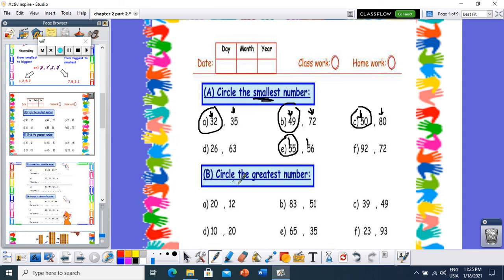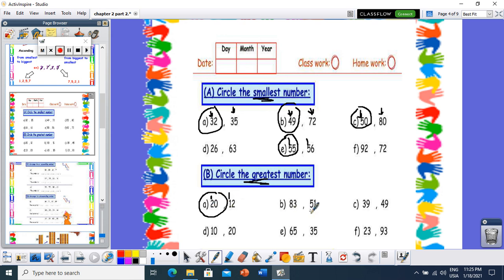Now circle the greatest number. Greatest number means I will search first at the tens. The tens which is bigger, I will circle that number. Here I have 2 in the tens and 1 in the tens. Which is bigger, 2 or 1? 2. Excellent. So I will put a circle around 20. 20 is greater than 12.